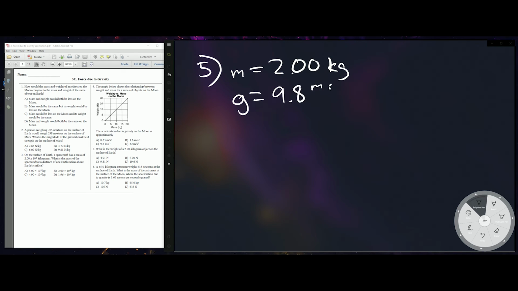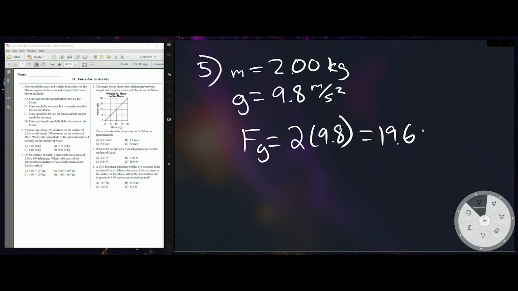5. What is the weight of a 2 kilogram object on the surface of Earth? Now we have 2.00 kg. We know g on Earth is 9.8 meters per second squared. Then my force due to gravity, which is my weight, is 2 times 9.8, 19.6 newtons. Simple.